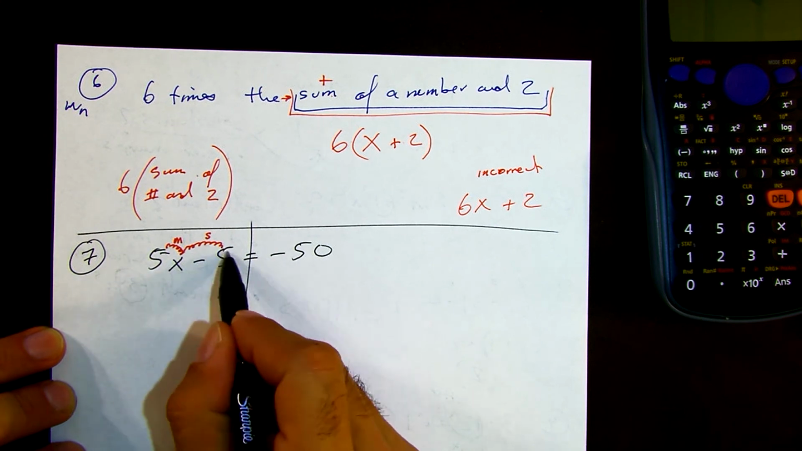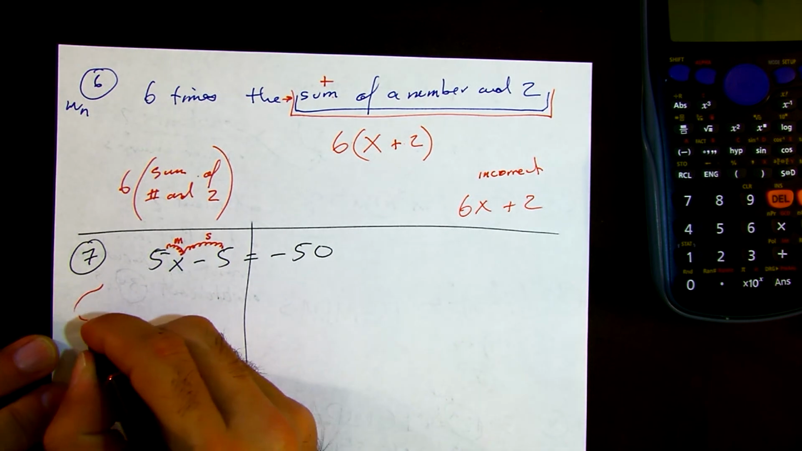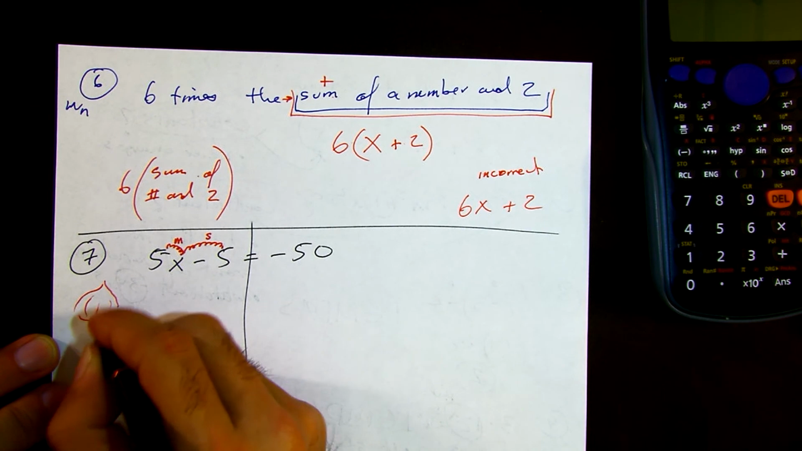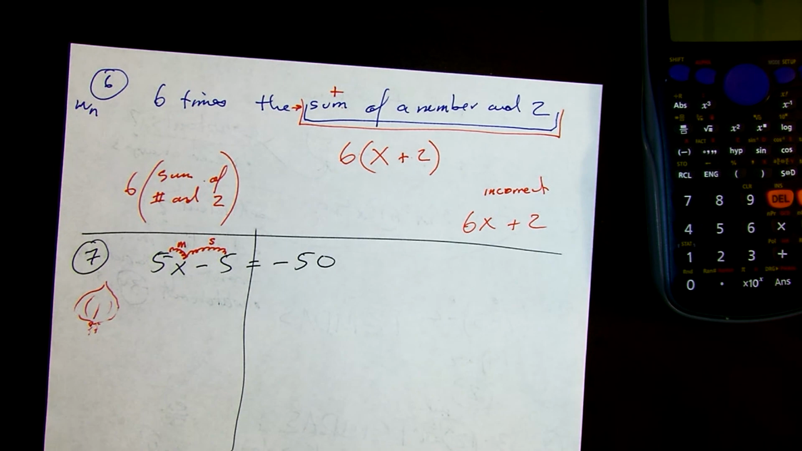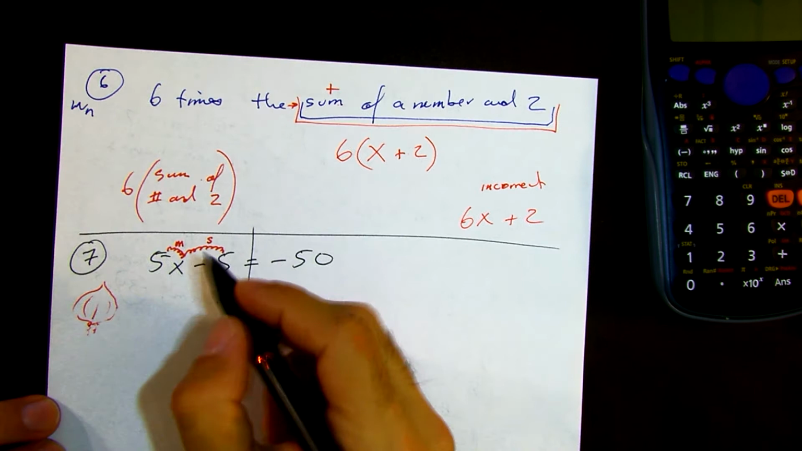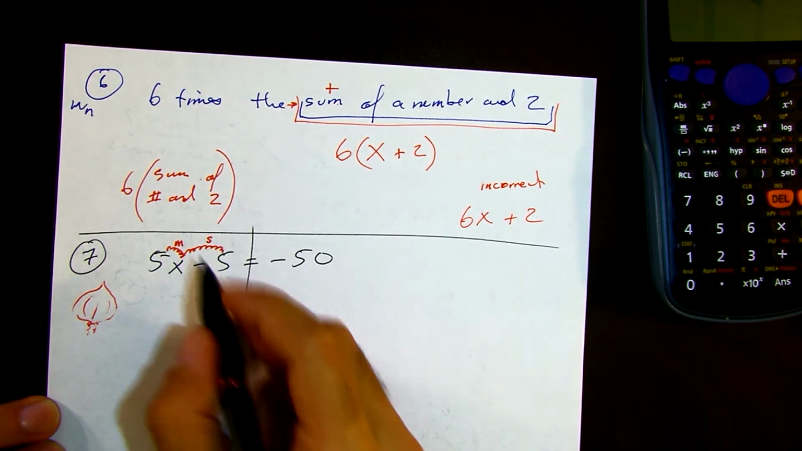Now I look to see the chains connected to x are through multiplication. We have 5 times x. Subtraction here connects us to this 5. It's minus 5. So I want you to think of peeling an onion. When you peel an onion, it's from the outside in. You peel an onion from the outside in.